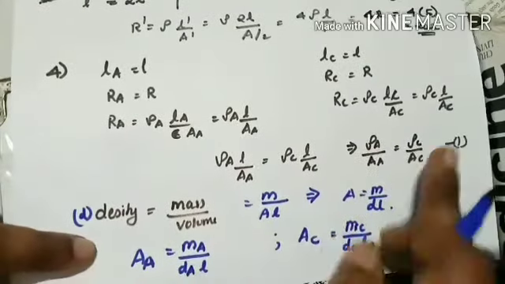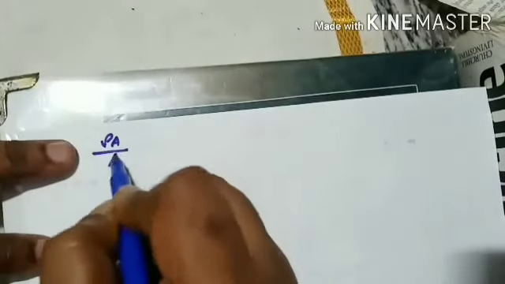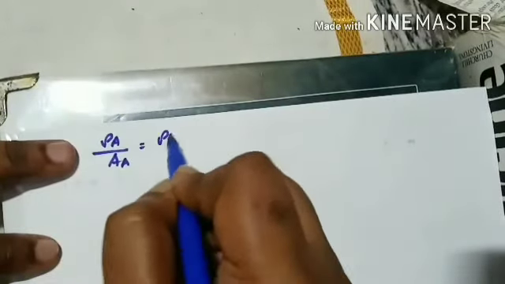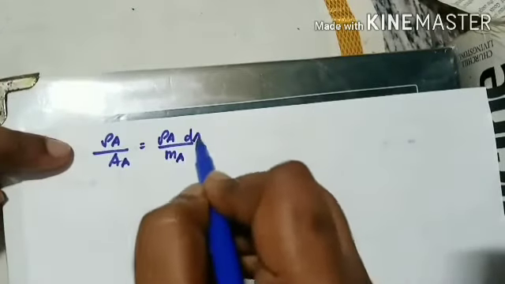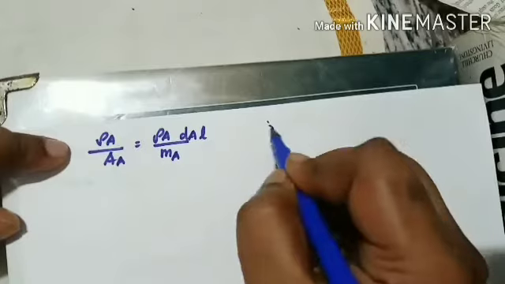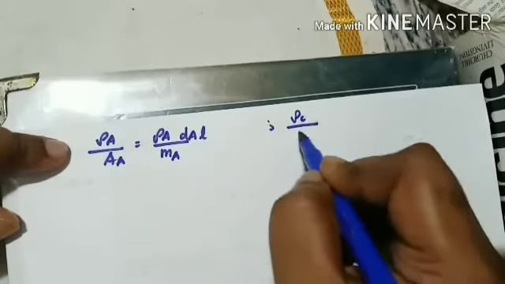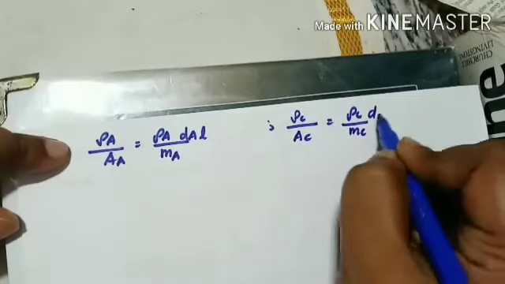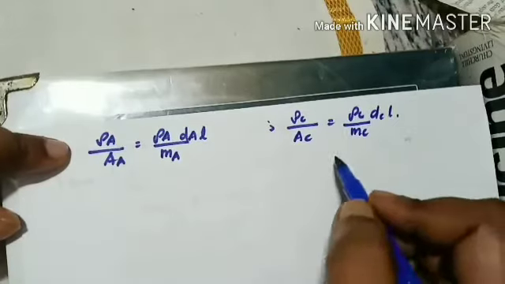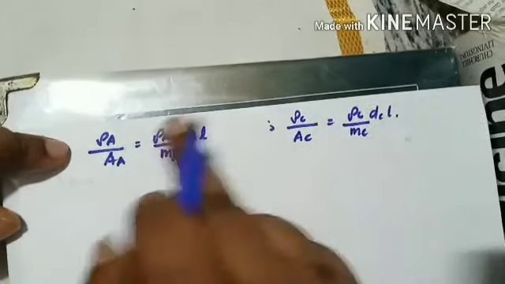Now I am going to replace this parameter, that is AA here and AC here. So what will this equation become? Let's turn over the page and write it down. The equation was rho A by AA is equal to rho A by MA divided by DA, and L also goes up. Similarly in case of rho C by AC, so rho C divided by MC, DC, and L goes up. This much clear?